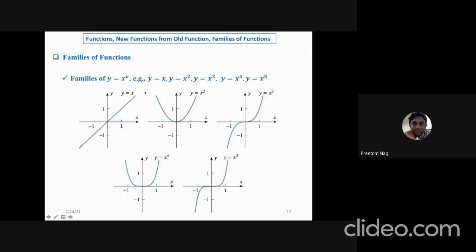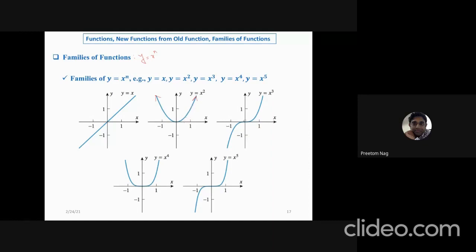So the next family of functions is power functions. So y equals x to the power n. If I consider n equals 1, that will be a straight line passing through the origin. If I consider n equals 2, that will be a parabola opening up, right? If I consider n equals 3, then what will be the change? For the case of even power of x, the graph will always be in the upper plane. Upper plane means the positive y plane.